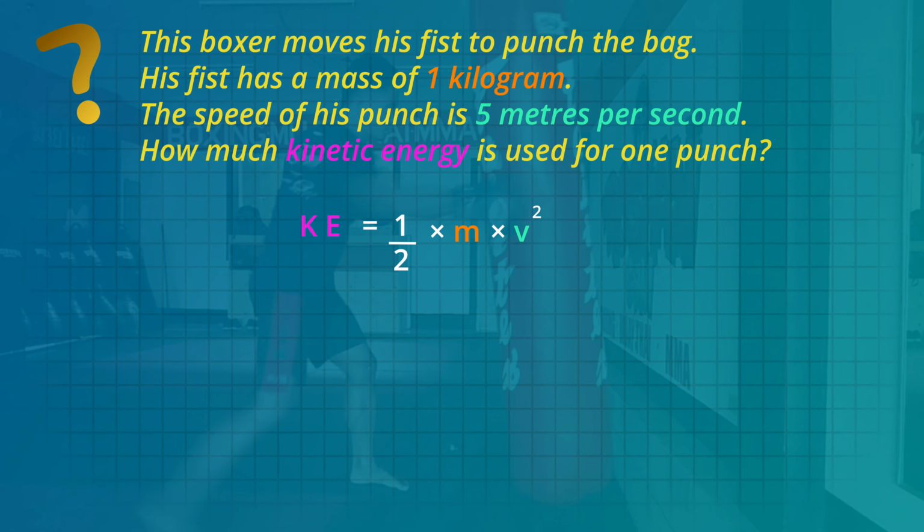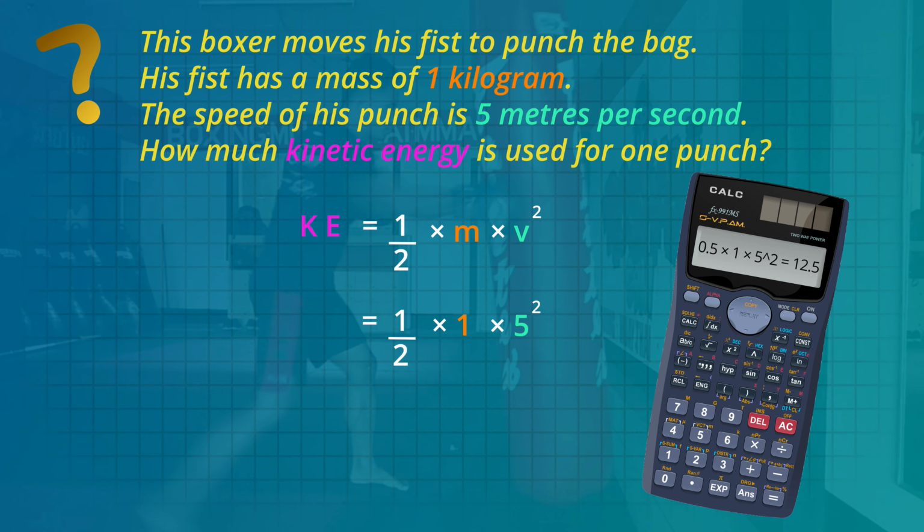Here is the kinetic energy rule. 1/2 or 0.5 is multiplied by the mass of 1 kilogram and is multiplied by 5 squared. So one punch uses 12.5 joules of energy.